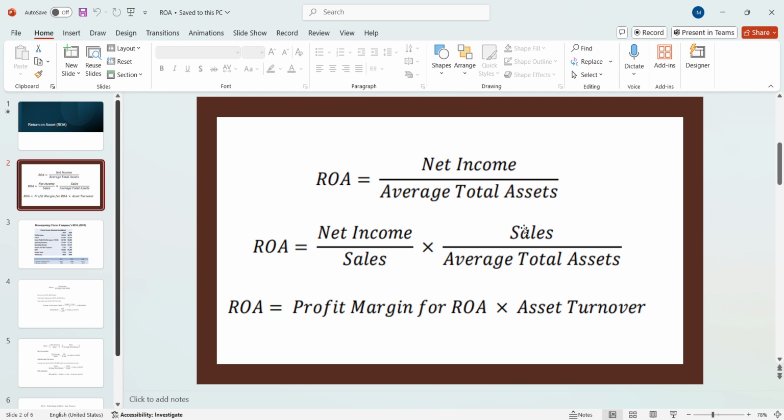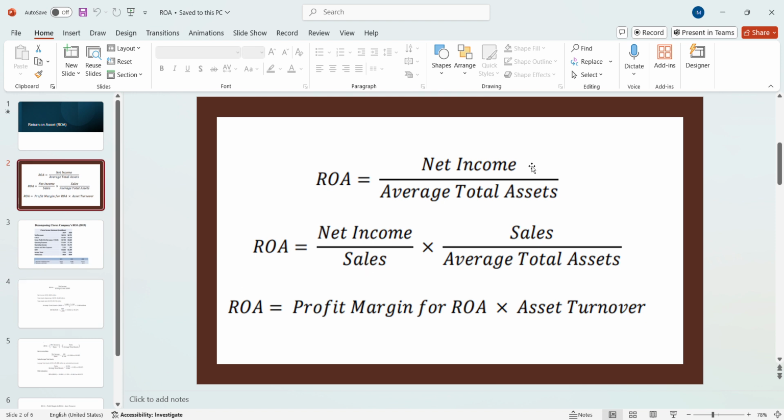We have to be careful what information is given in the question. If there is a value for sales and for total asset and net income, we can use our second formula. If there is information for profit margin and asset turnover, you can use the third formula. Whatever the information given to you, you can easily get your value by understanding this formula. For profit margin, the formula is net income divided by sales. For asset turnover, sales divided by average total asset. Now let's see one by one.